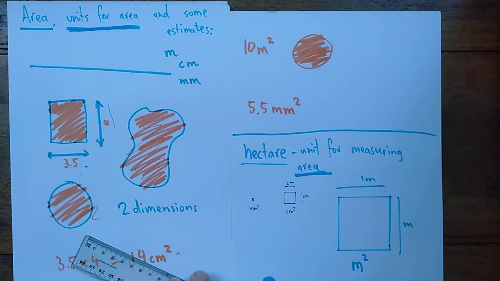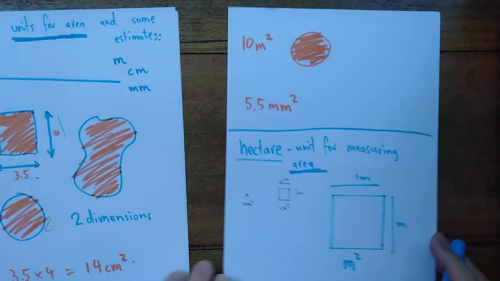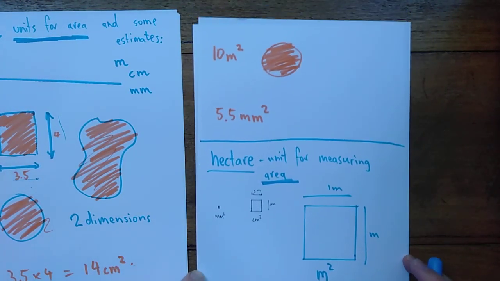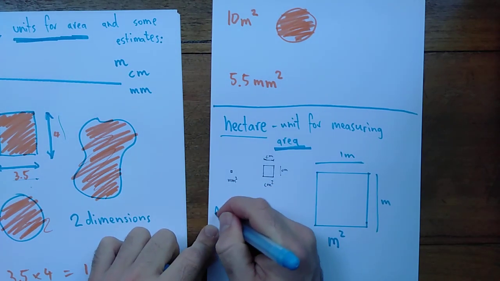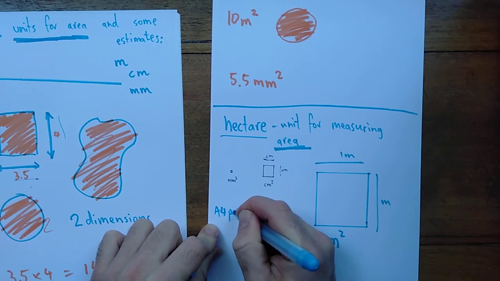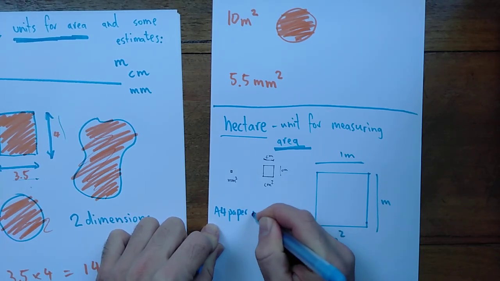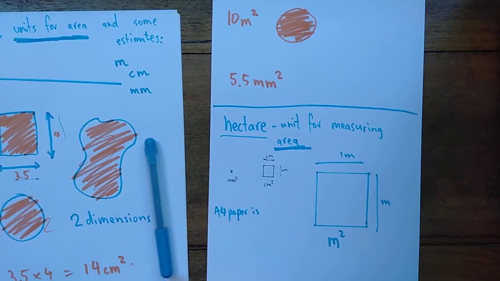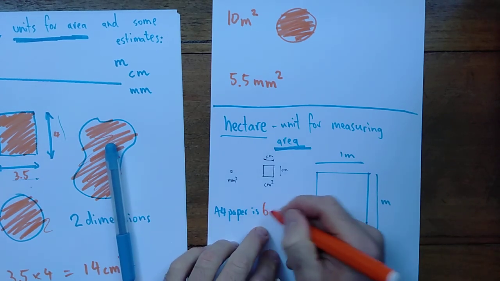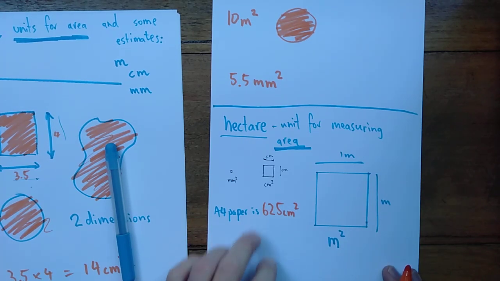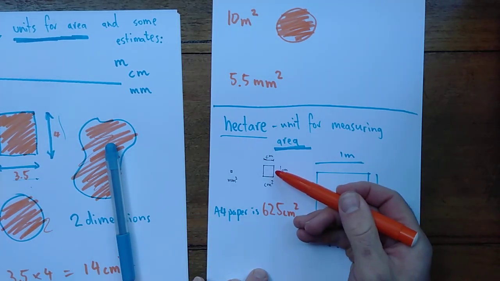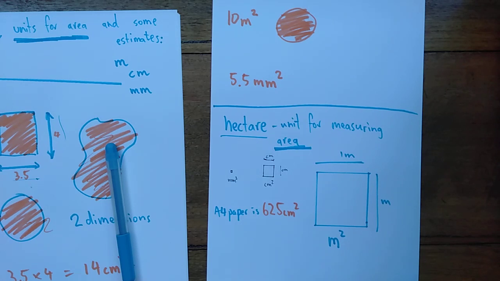Okay, so let's talk about some things which will be these sizes. Just to give you a guide, an A4 piece of paper is 625 centimeters squared. That's saying that you could fit 625 of these squares in this paper.